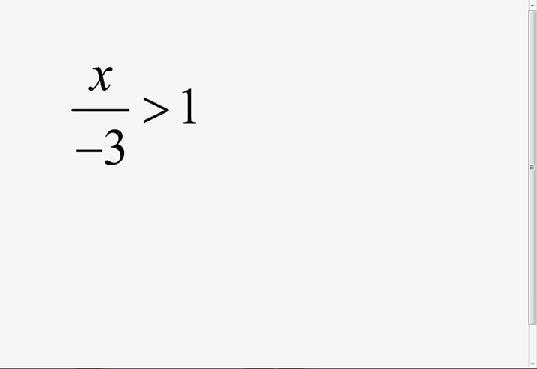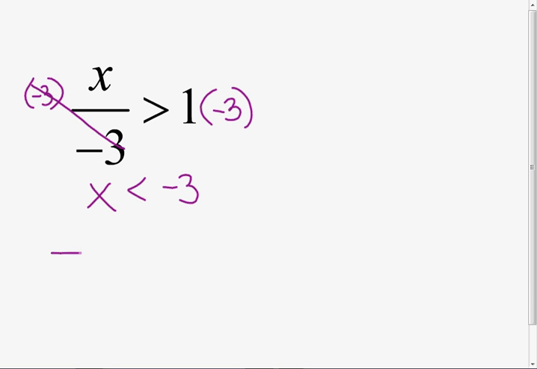Oh, we're almost done. What number divided by negative 3 is greater than 1? What do you have to do? Multiply. Now, because you're multiplying by a negative, what's going to happen to my inequality? Oh, and I forgot to graph it, didn't I? 1 times a negative 3 is a negative 3. I'm multiplying. Positive times a negative is a negative.